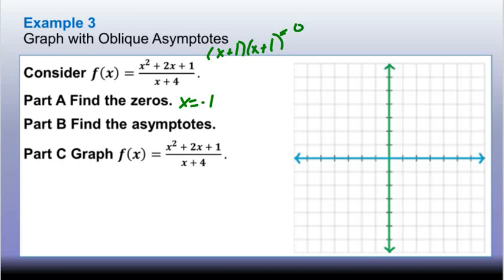Next part, I'm going to find the asymptotes. To find the vertical asymptote, I look at the denominator, and the vertical asymptote is going to be at x equals a negative 4.